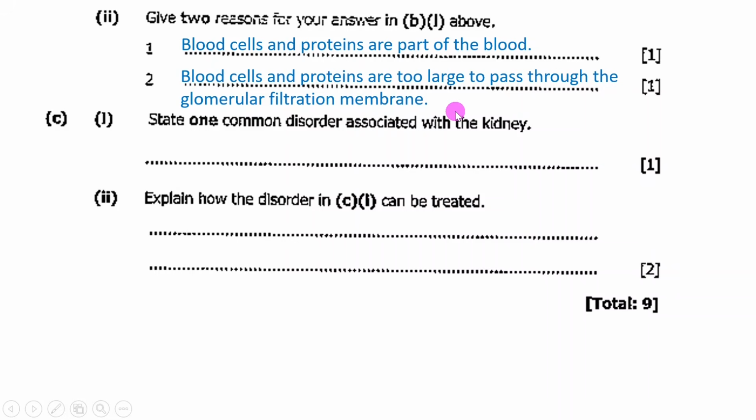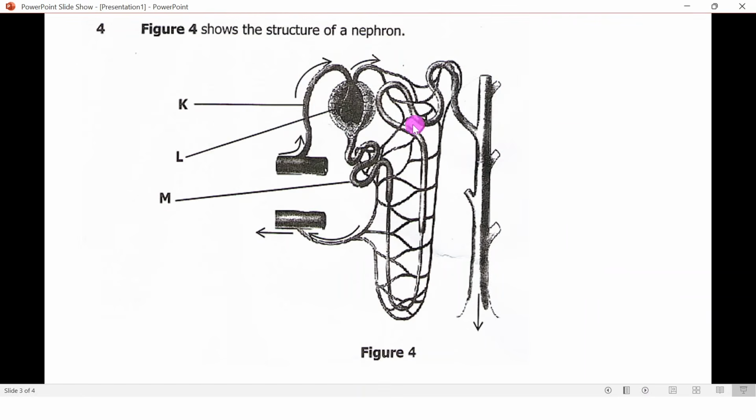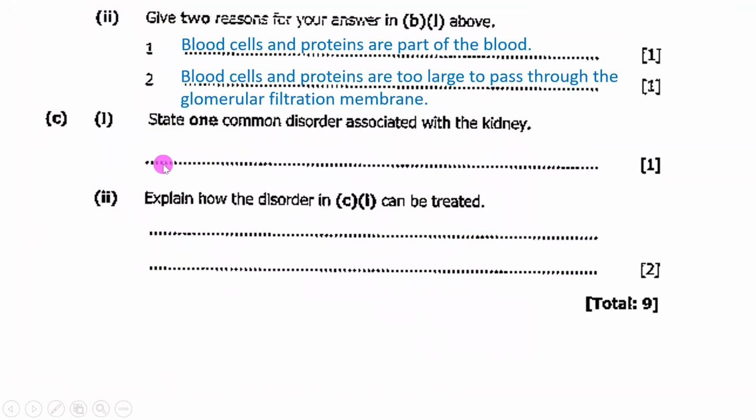So why do we discover that in this part we have proteins and blood cells, and yet in M we don't have them? It is because proteins are large as well as the blood cells. They are large, so they cannot pass through the membranes of the glomerulus. Because of that, they are not found here, but they are just found in that region. I hope you understand. Then we move.